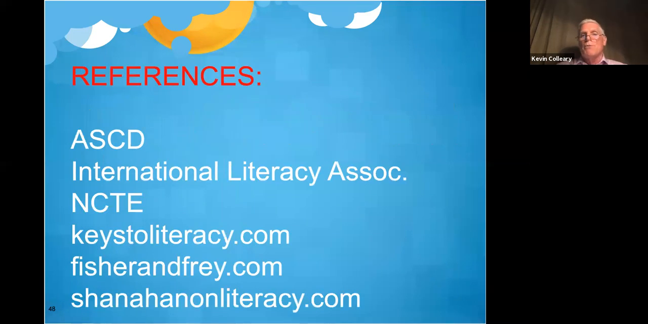So I just want to share with you some of the references I used. Most of these are very US based, and you may or may not be familiar with them. The top 3 are professional organizations. The bottom 3 are actually very hands-on, teacher strategy-based websites. So that's Keys to Literacy, Fisher and Frey, and Shanahan on Literacy. These are folks who've done a lot of work around reading instruction in the US, and they have a lot of great ideas. As I said, the top 3 are ASCD, the Supervision and Curriculum Organization, the International Literacy Association, and the National Council of Teachers of English.